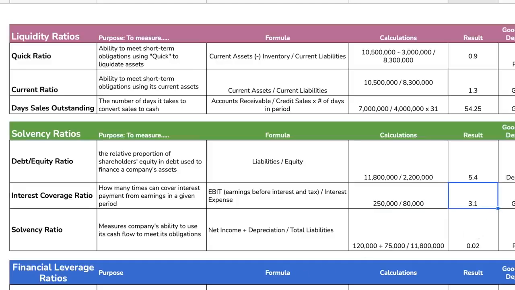And so this is saying that the company can cover its interest payment 3 times, or 3.1 times over, with its earnings. And so this is good. The company makes enough in earnings to cover its interest by a factor of 3. So this is a good sign that the company is in fact able to service the interest on the actual loan.